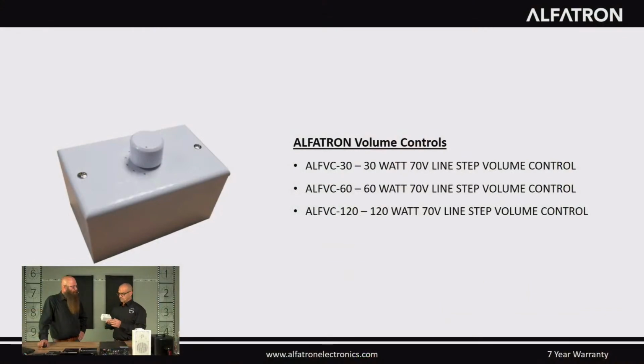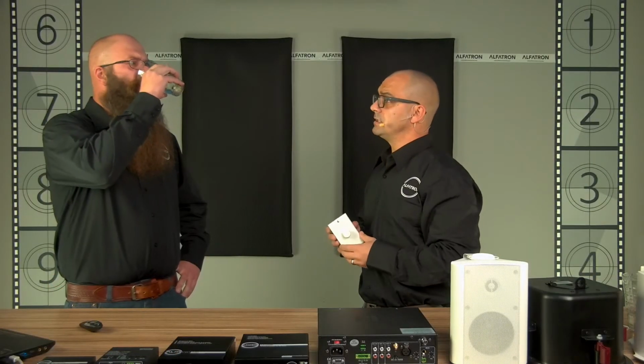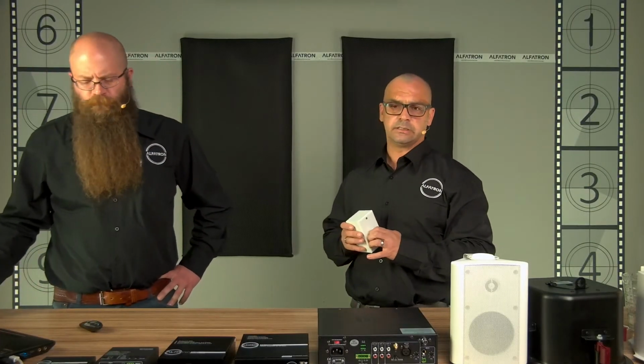And next up would be the volume control. Yes, please tell us more about that. These are a range of inline volume controls in Alphatron. We have the 30 watt, 60 watt, and 120 watt 70 volt attenuator, perfect for stepping volumes up and down in respective areas. You'll obviously need to calculate the wattages in these areas accordingly, and then choose your attenuator volume control accordingly.